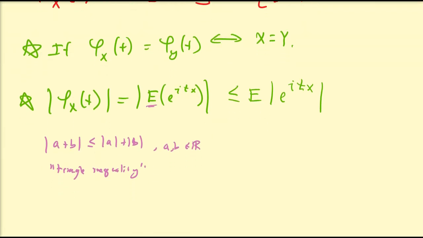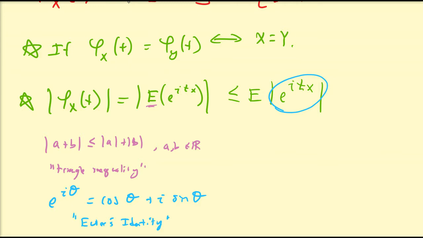Alright, so what does that mean? Also, how do we deal with this exponential? Remember that e to the i theta is equal to cosine of theta plus i sine of theta. This is what we usually refer to as Euler's identity, and this is very easy to prove from the Taylor series of cosine, sine, and the exponential. If that is true, then this expression is precisely equal to the expectation of the absolute value of cosine of tX plus i sine of tX.